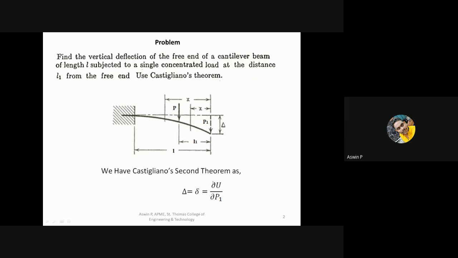So after that we need to write the equation for strain energy. We already know the strain energy equation as U is equal to integral from 0 to L of Mx square by 2EI into dx. Okay, this is our strain energy equation. We have already derived this equation, and there is no need of writing x actually.